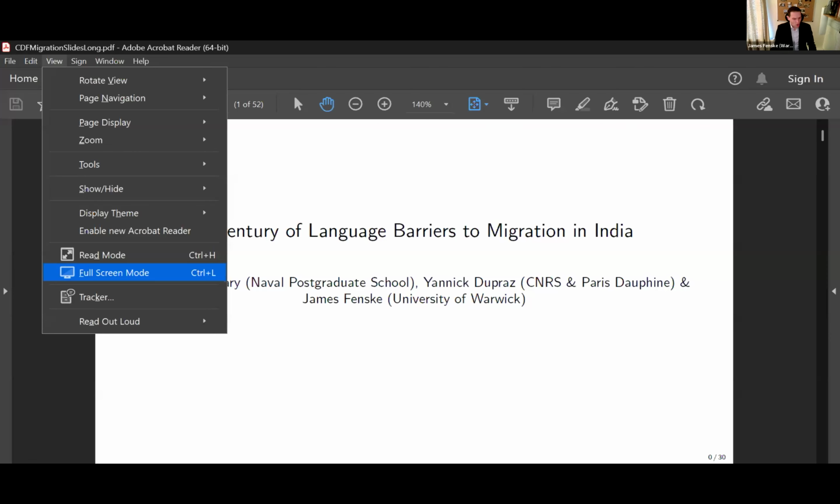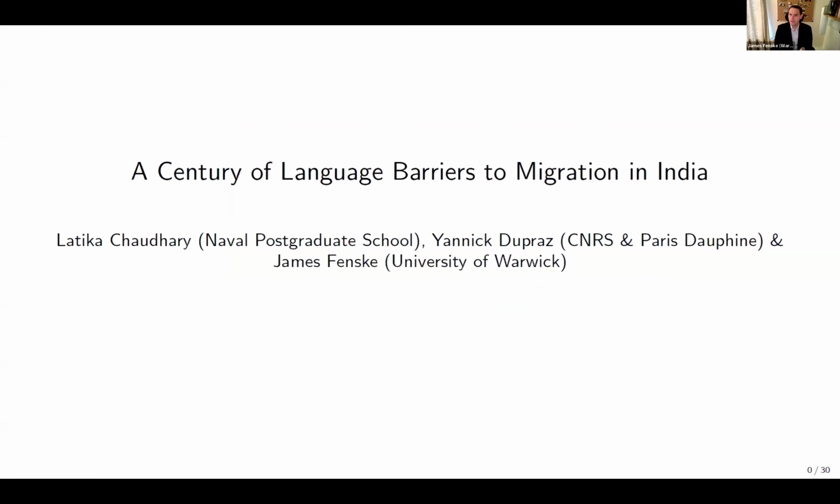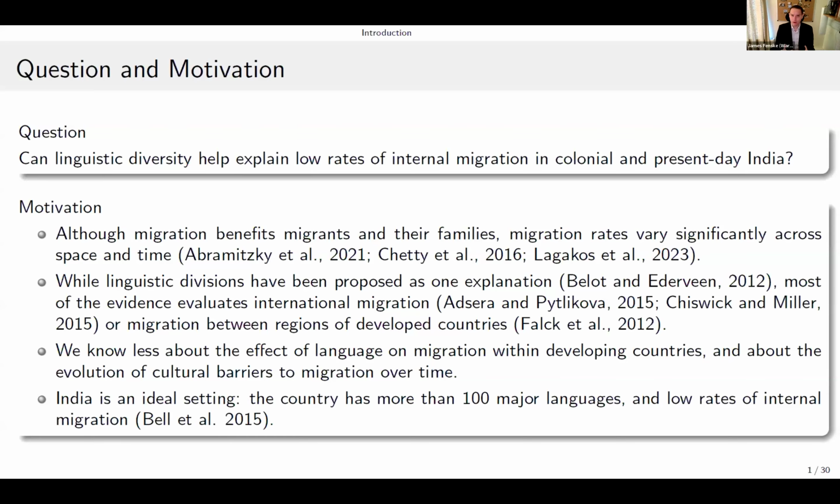All right. So what we're going to do in this paper is ask whether the diverse set of languages that exist within India are part of the explanation for why internal migration seems lower in India than you would expect, particularly compared to other peer countries. We're going to ask whether this is true in the recent past, and we're going to ask whether this is true more than a century ago.